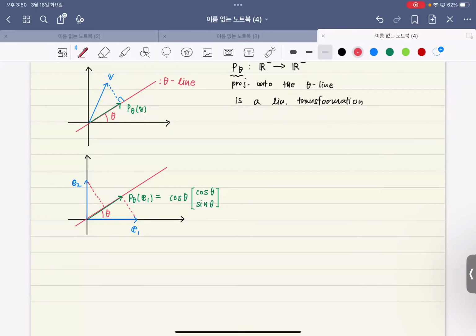Now, this vector is P theta of E2. In order to find the coordinate of this endpoint, this is some scalar multiple of (cosine theta, sine theta). But this time around, the length of this vector must be sine theta. Okay. So this is sine theta times (cosine, sine).